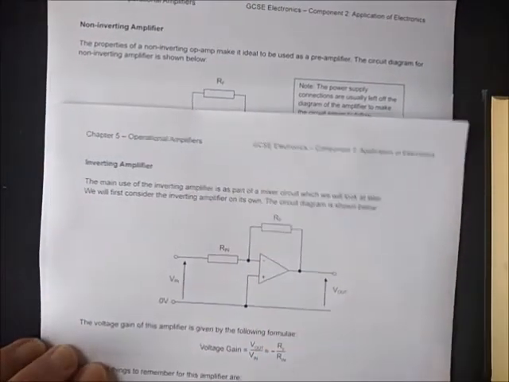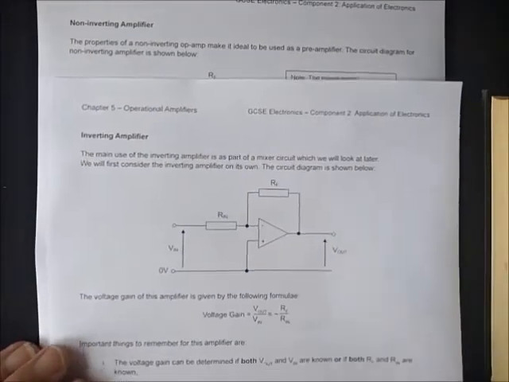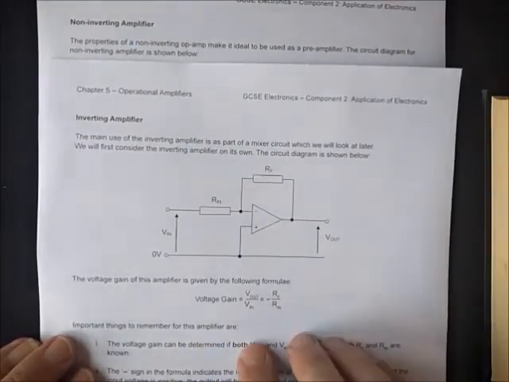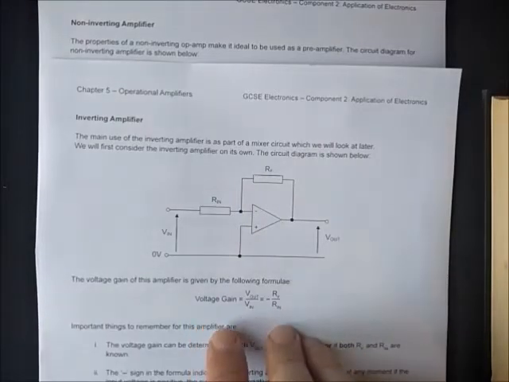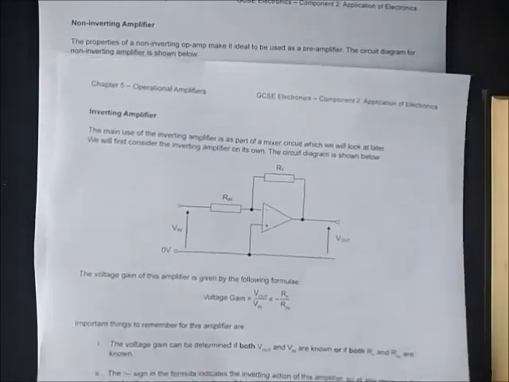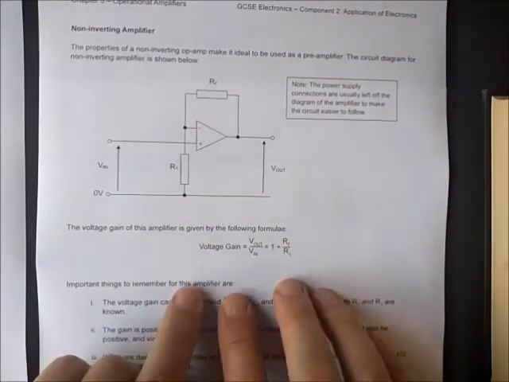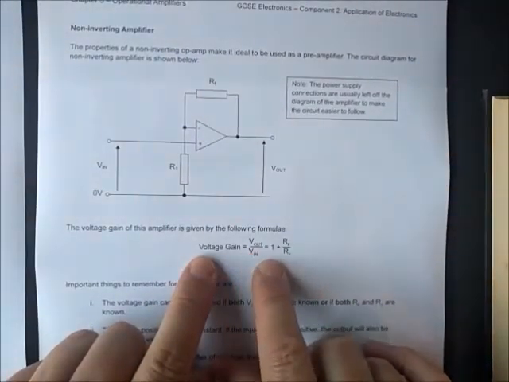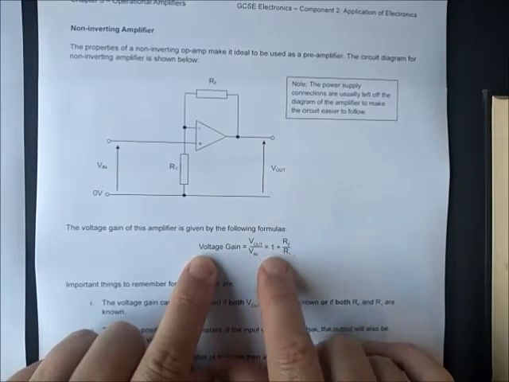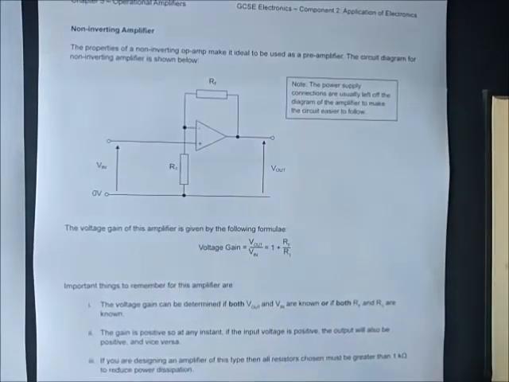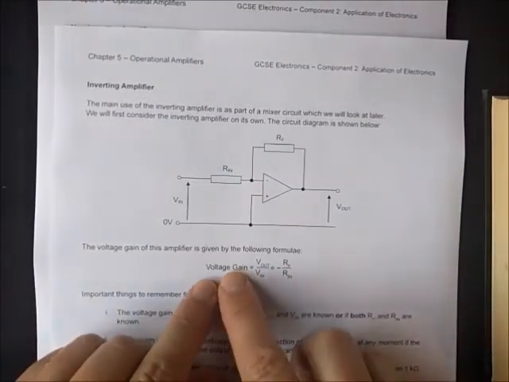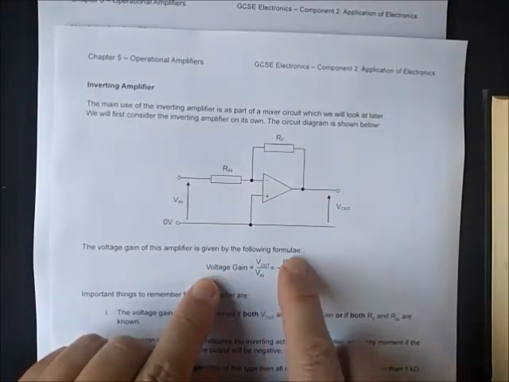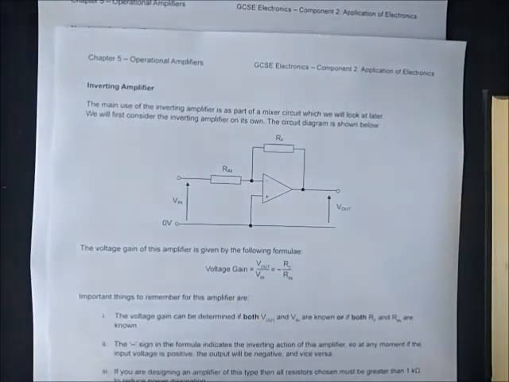So in an exam or practical situation, you are likely to want to be able to work out what the resistors are, and you need to be able to remember the two different equations. So for a non-inverting amplifier, it's this one, the voltage gain equals 1 plus RF over R1. For an inverting amplifier, it's this one, voltage gain equals minus RF over Rin.